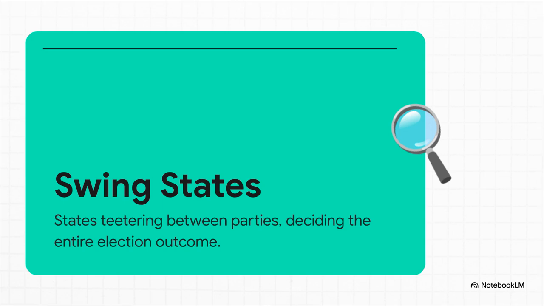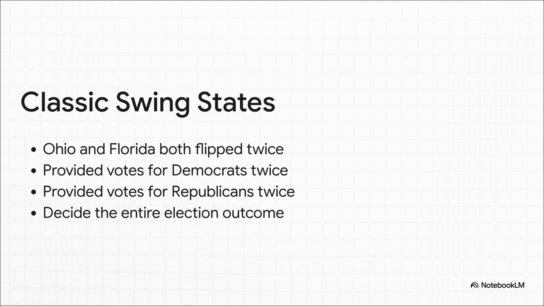That introduces our final definition, swing states. These are the battlegrounds. These states are literally teetering between parties, providing electoral votes for a Democrat in one cycle and a Republican in another. Ultimately, these are the states that decide the outcome of the entire election. Looking back at that historical sample from 1996 to 2008 again, Ohio and Florida stand out as classic swing states. Both of them actually flipped twice during those 4 election cycles. 2 times they went to the Democratic candidate, 2 times to the Republican.